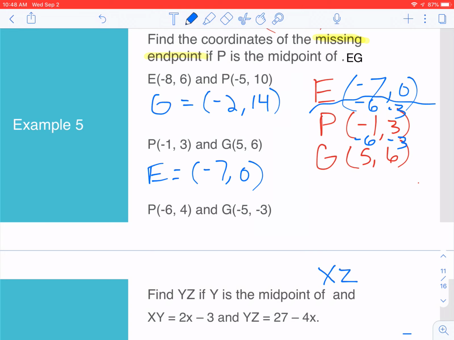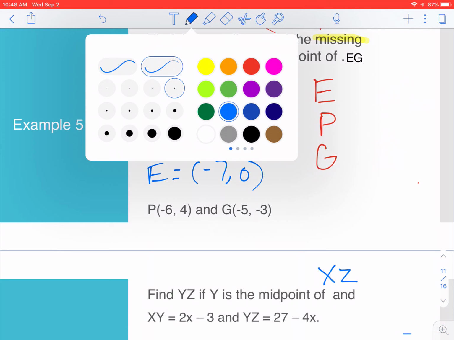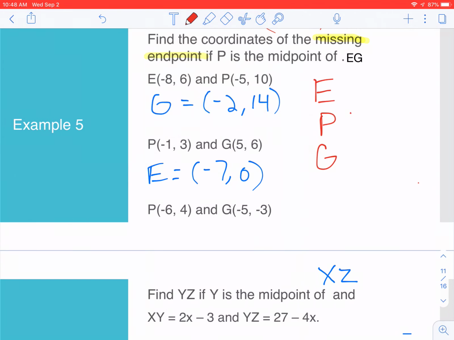Now, I want you guys to try the last one there. And the video will pause and you guys will figure out the last answer. Okay, hopefully you guys have an answer here. I'm going to show the work and show you what the correct answer was. So P is now -6, 4. G is now -5, -3.